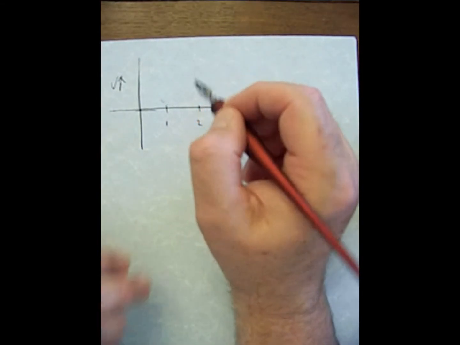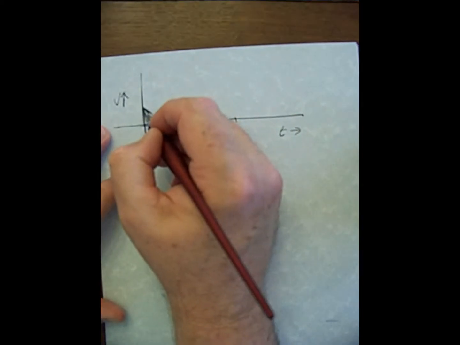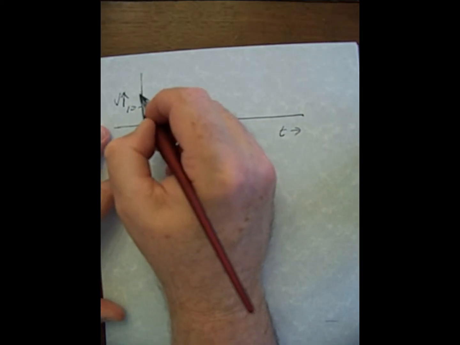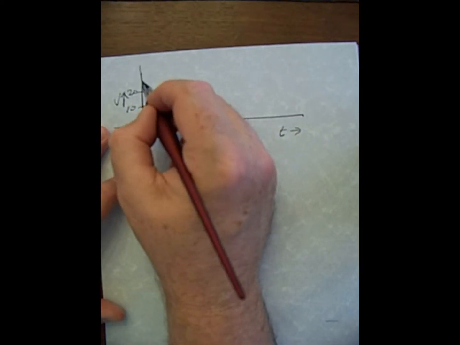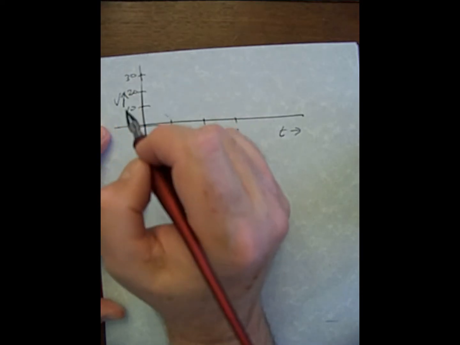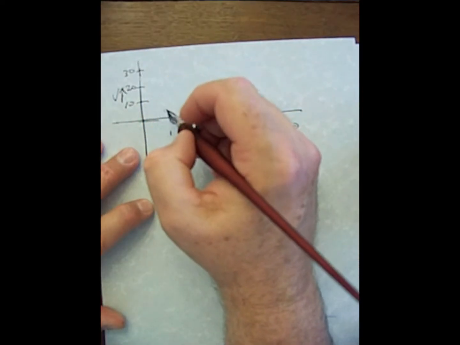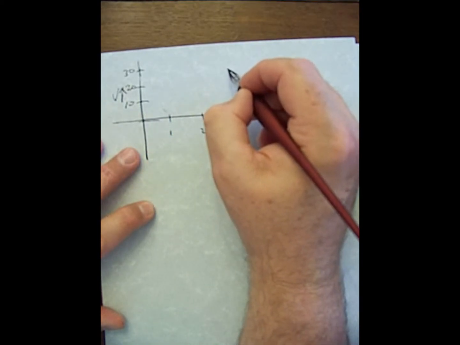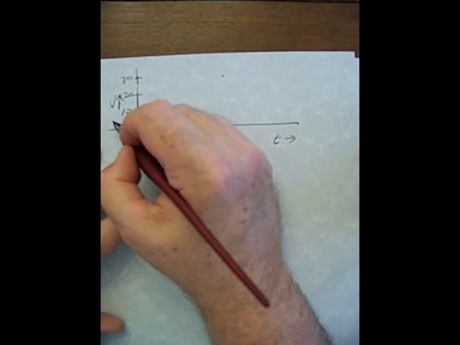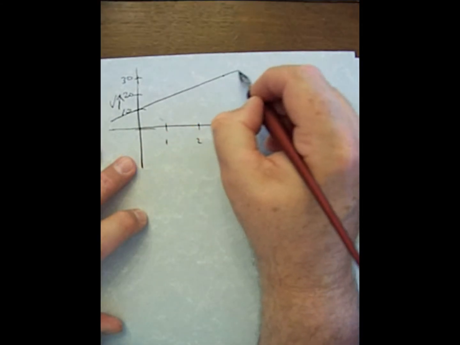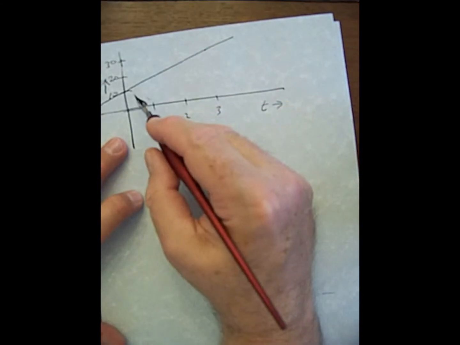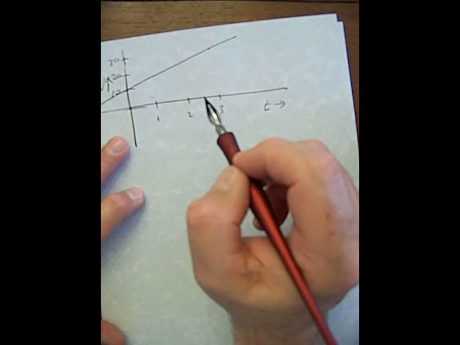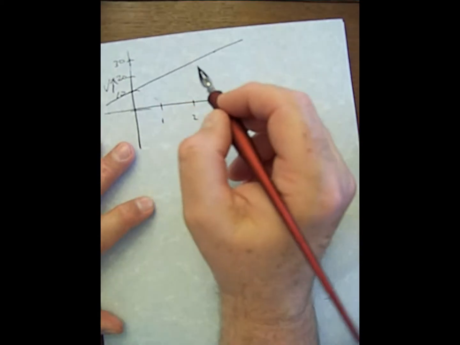And just for simplicity's sake, we'll say this is 10, 20, 30, and I'm going to put a point there, and draw a straight line right through here. So this is our velocity versus time. It's a straight line. It follows this trajectory.